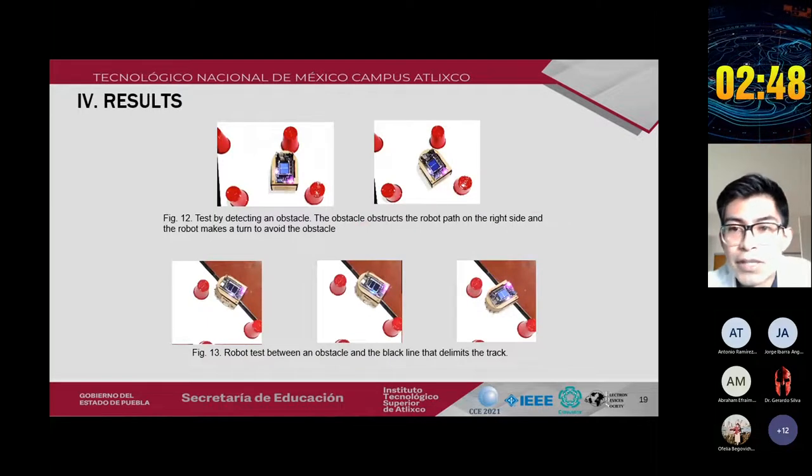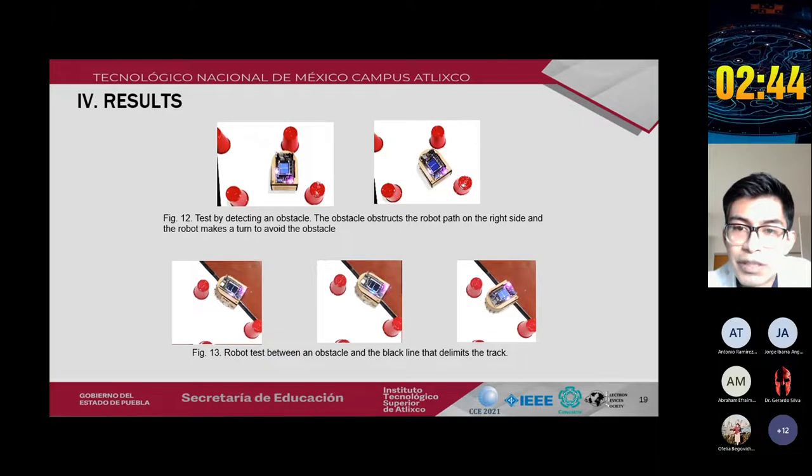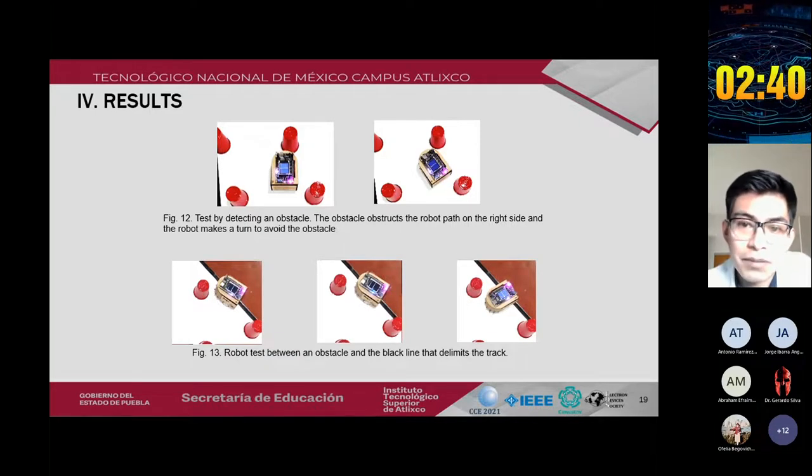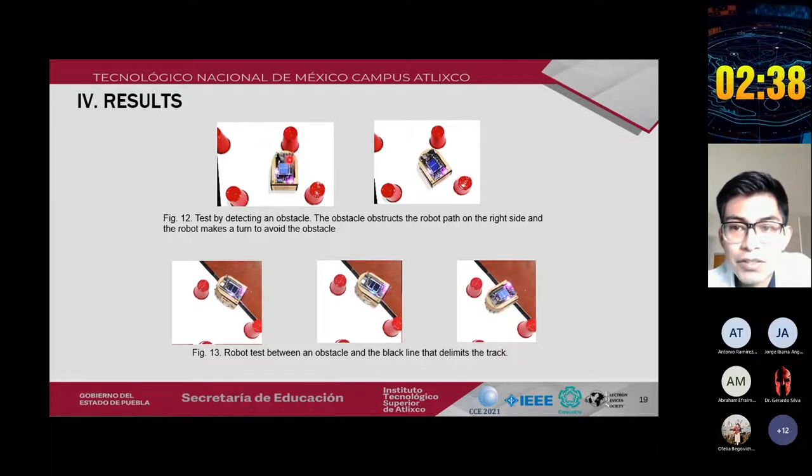The FOSI system was evaluated by testing that the determined adjustment angle meets the objective of avoiding obstacles. In figure 12, the robot's performance in front of an obstacle detected by the right side is observed. The robot turns toward the left side to be able to evade the obstacle.